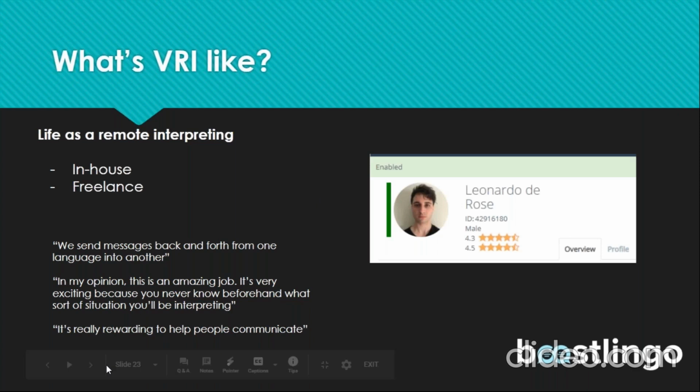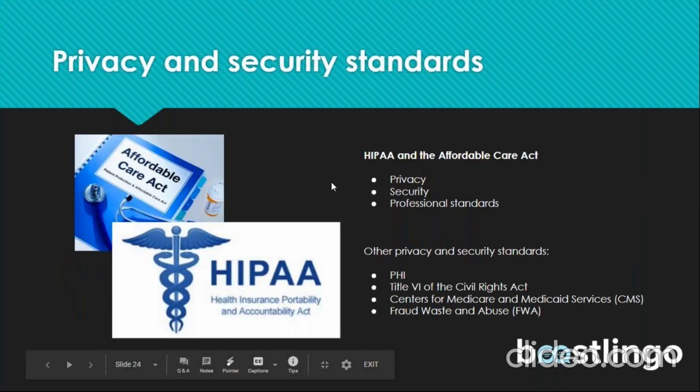And that's about it. I just wanted to mention that to be a remote interpreter, you should definitely think of getting certified in privacy and security standards. HIPAA is a word you're going to hear a lot, and you've heard it like 10 times already in this webinar. It's the Health Insurance Portability and Accountability Act. Yeah, because it's the base. It's the big name in privacy and security standards.